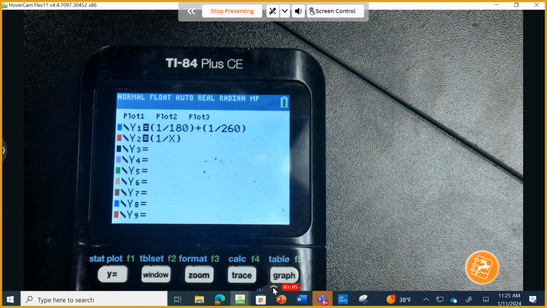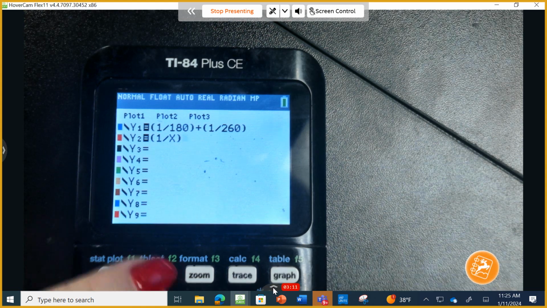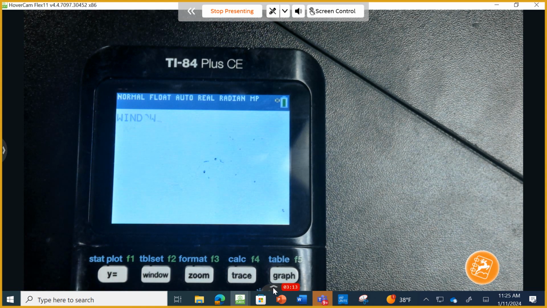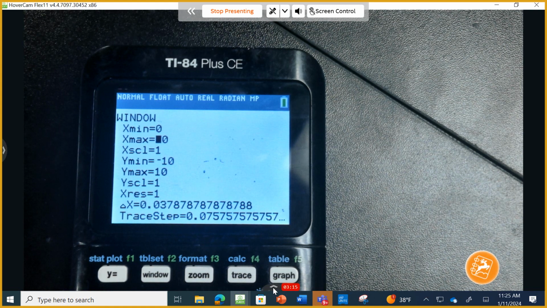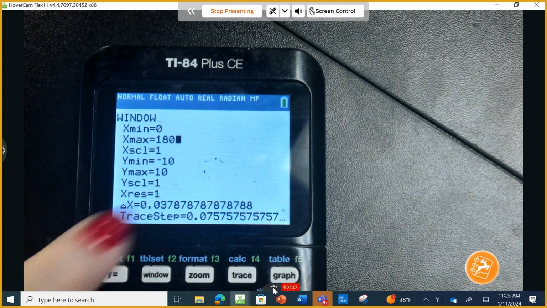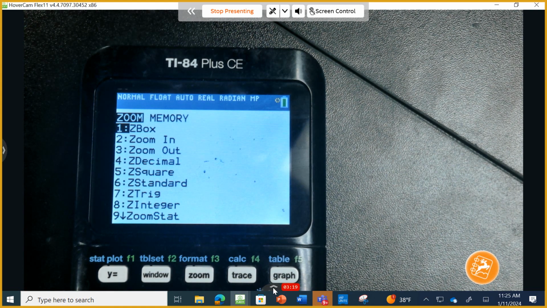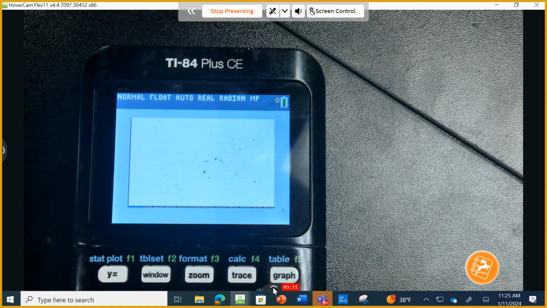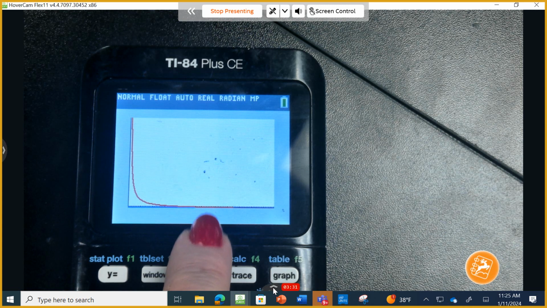Ian on his own, 180. Kylie on her own, 260. I know working together, they're definitely going to be underneath 180. So I'm going to go up to Windows, and I'm going to go between 0 to 180. Then I'm going to do Zoom Fit. And I want to know, where does the blue function and the red function, represented by what we typed in, where do they cross? It looks like they cross right about here.